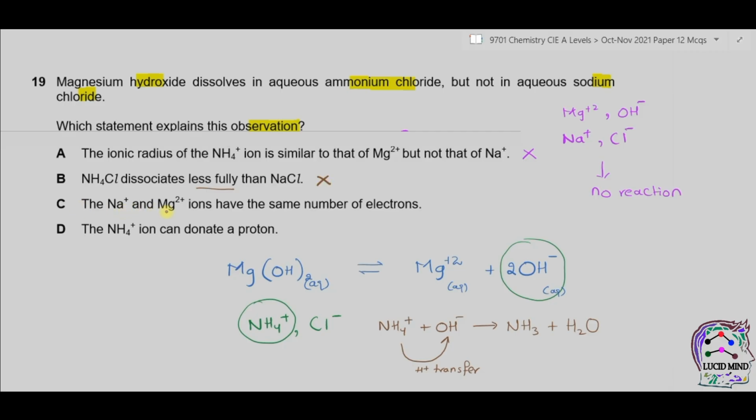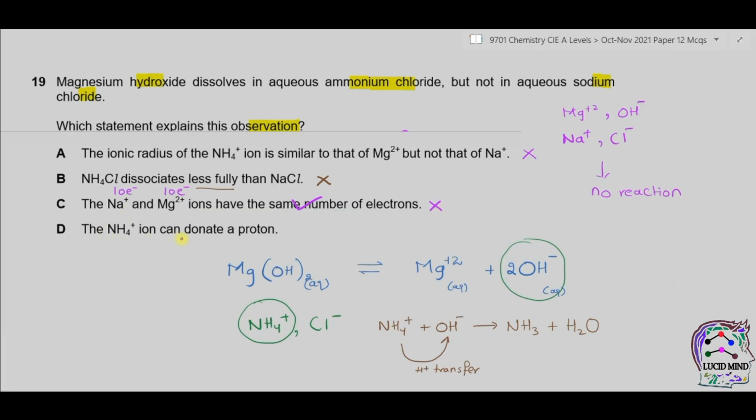Part C, the sodium ion and magnesium 2+ ion have the same number of electrons. In sodium we have 11 minus 1, 10 electrons. In magnesium we have 12 minus 2, 10 electrons. Now this statement is correct but it has nothing to do with the solubility of magnesium hydroxide, because the number of electrons is not involved in solubility.